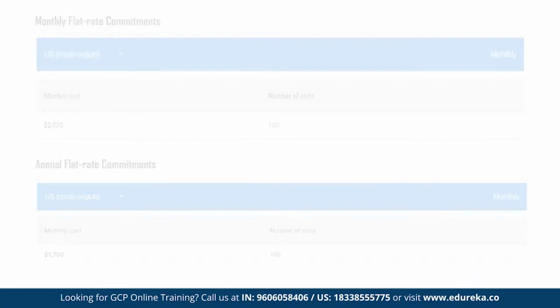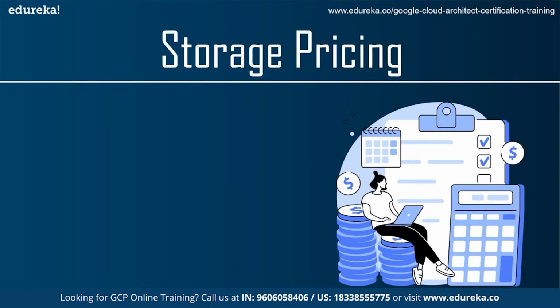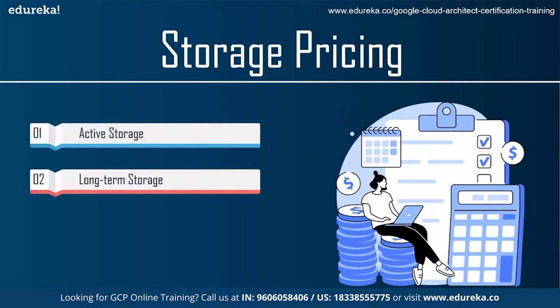Okay. Let's now move on to the second major pricing category, that is storage pricing. Storage pricing is the cost to store data that you load into BigQuery. You pay for active storage and long-term storage. Active storage includes any table or table partition that has been modified in the last 90 days. Long-term storage includes any table or table partition that has not been modified for 90 consecutive days. The price for storage for that table automatically drops by approximately 50%. There is no difference in performance, durability, or availability between active and long-term storage.